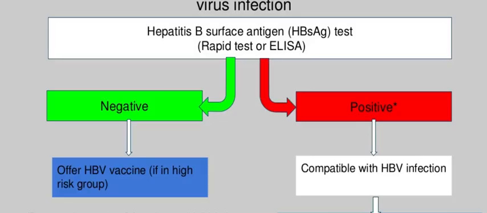Now, how do we diagnose hepatitis B infection? Very simple. A single blood test can do that for you. The hepatitis B surface antigen is a rapid test. Within minutes, you know the outcome of it. The test is interpreted as reactive or non-reactive.